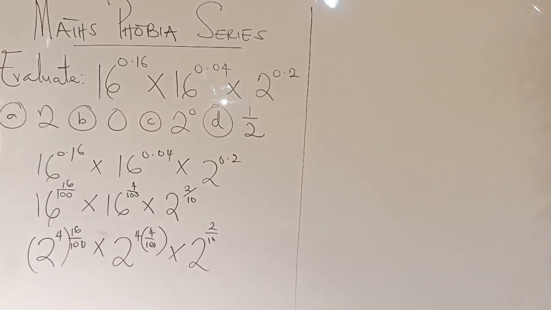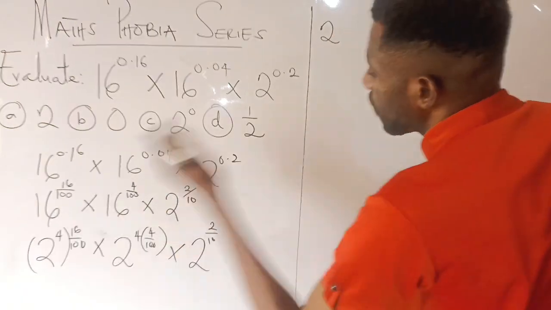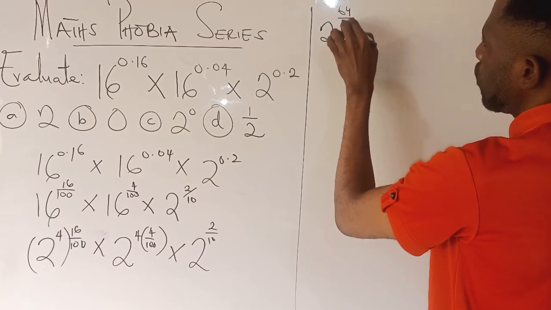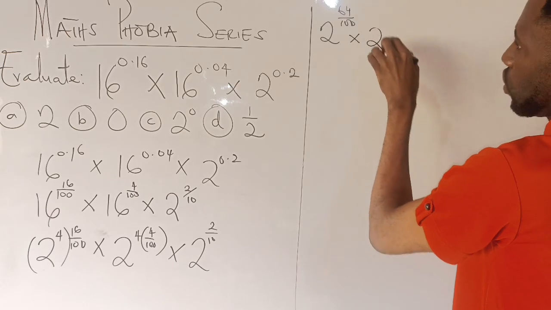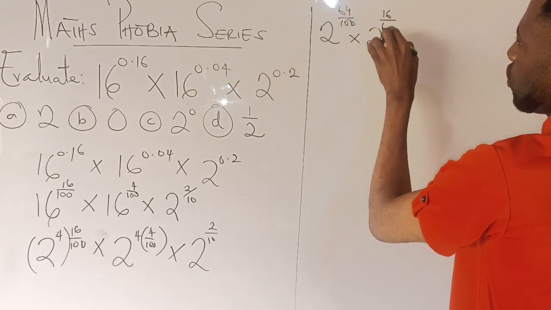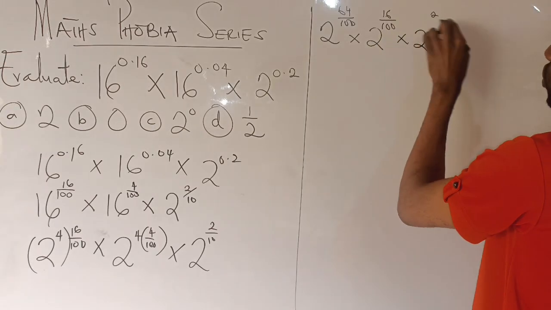So what do I do from here? I'm going to have 2 raised to the power of 4 times 16, that's 64 over 100, times 2 raised to 4 times 4, which is 16 over 100, then times 2 raised to 2 over 10.